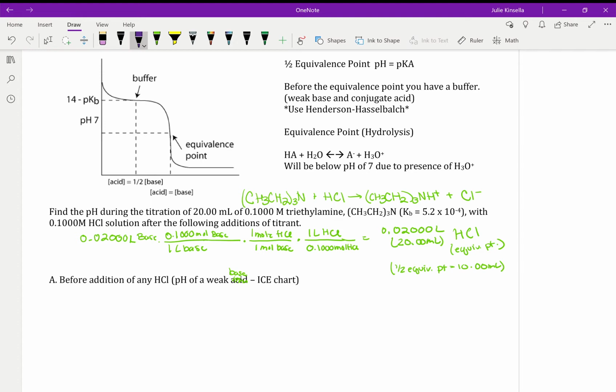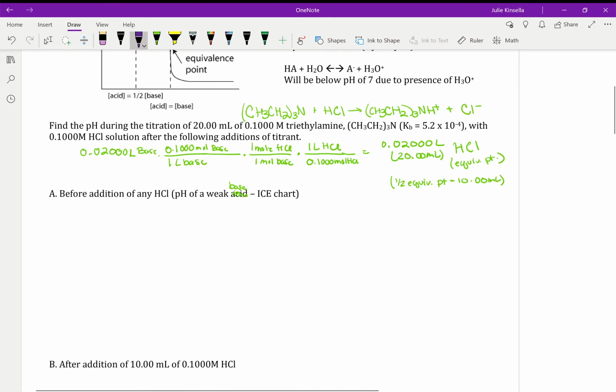I also went ahead and used the volume and molarity of the weak base along with the molarity of the strong acid that's going to be used in order to find the equivalence point. So at 20 milliliters, I'm going to know that I'm at my equivalence point, and that also tells me that once I've added 10 milliliters of hydrochloric acid, I'm at my half equivalence point. So both of those are going to become important pieces of information later on.